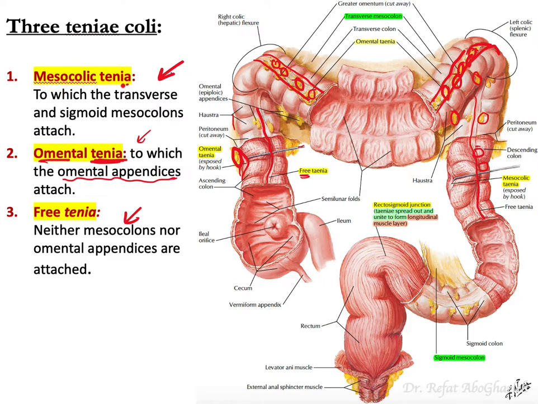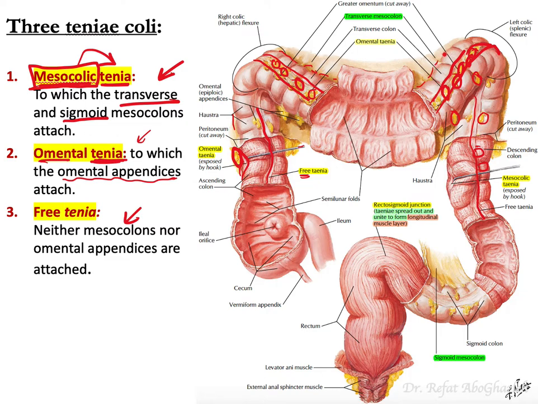From its name, that means this is the tenaculi to which the mesocolon is attached. And this word mesocolic refers to the transverse colon and sigmoid colon. Here is the transverse colon, and look here, like the yellow color. This is the transverse mesocolon, the double layer of peritoneum that connects the transverse colon to the posterior abdominal wall. So look at this point here, at this edge here. This is a tenaculi here. We call it mesocolic tenaculi.